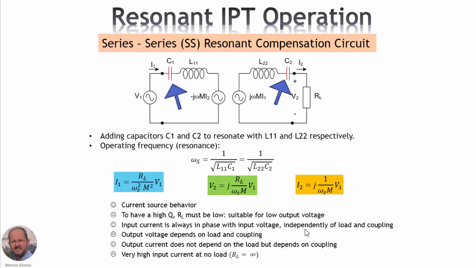So we can assure that we are going to have a high input power factor at the input, and we can also provide zero voltage switching, even though for this it is better to have an input current which slightly lags the input voltage. One disadvantage is that the output voltage depends on load and coupling, as we can see here in this expression. The output current does not depend on the load, but it depends on the coupling.